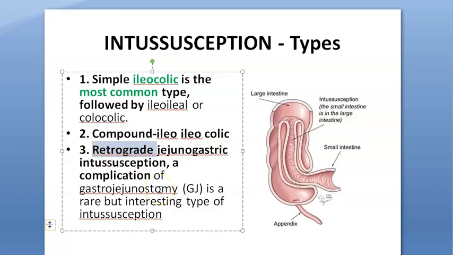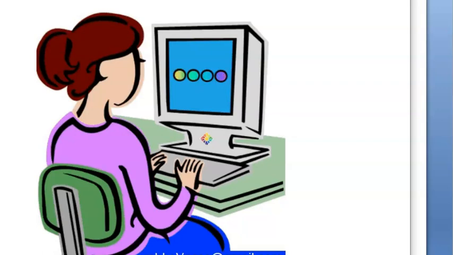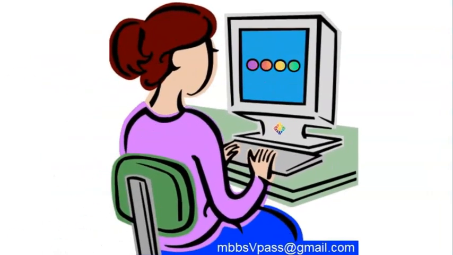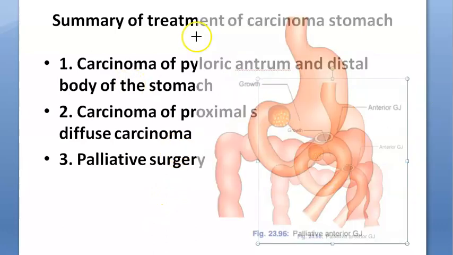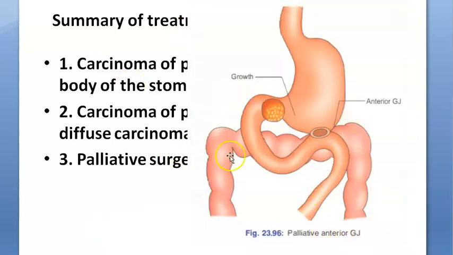Retrograde jejunal-gastric intussusception, a complication of gastrojejunectomy, GJ, is rare but an interesting type of intussusception. Maybe we should look at a photo of this, then only we will understand. GJ we know. The stomach, they will connect to the jejunum. If you remember in the stomach carcinoma video, you have already looked at this GJ, right? This is palliative surgery they will do for stomach cancer. The carcinoma is here in the pyloric antrum, that side. So what they are doing here, they are connecting the stomach directly to the jejunum.